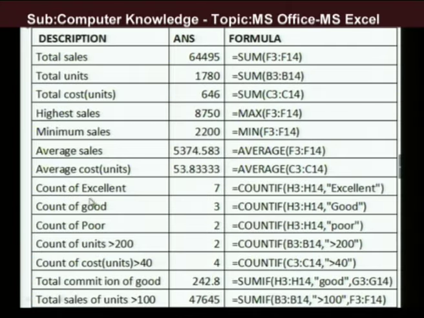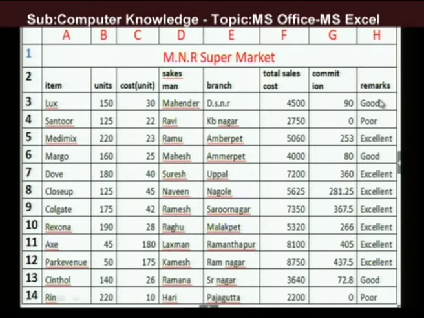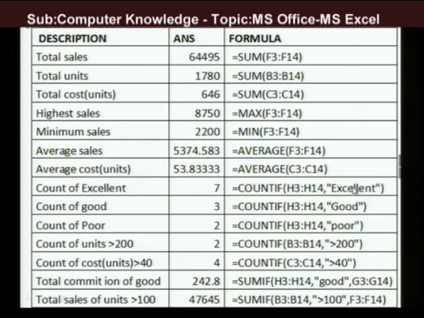Now, I will explain. Count of excellent. Count of excellent means here the remarks are in this column. The word excellent, how many times is it repeated? 1, 2, 3, 4, 5, 6 and 7. So, COUNTIF H3:H14 is the data, condition is excellent, that is 7. So, these are important shortcut keys for COUNTIF.